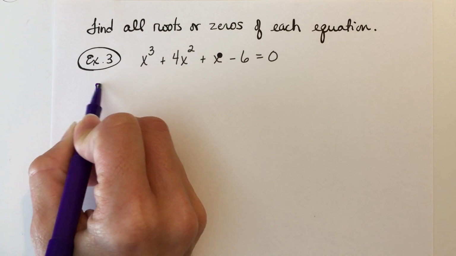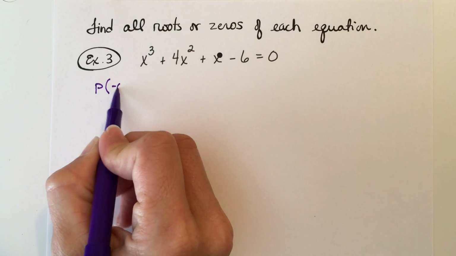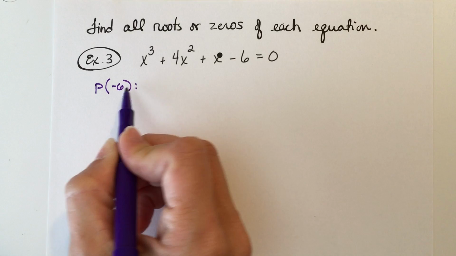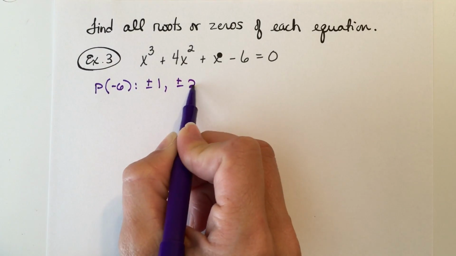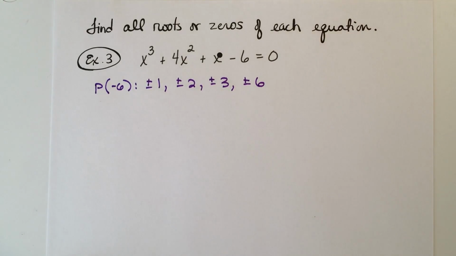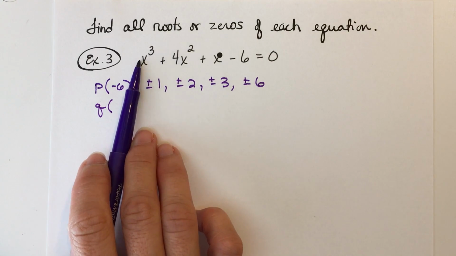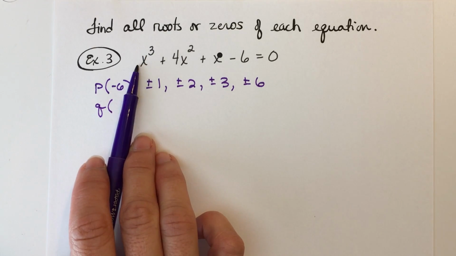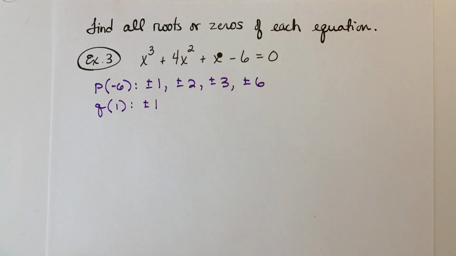Okay, so P is going to refer to your constant term, which in this case is the -6. And you list all your factors of -6. So plus or minus 1, plus or minus 2, plus or minus 3, plus or minus 6. Now Q is your leading coefficient, which in this case is going to be the understood +1 that you have in front of x to the 3rd power. So that's just going to give us plus or minus 1.